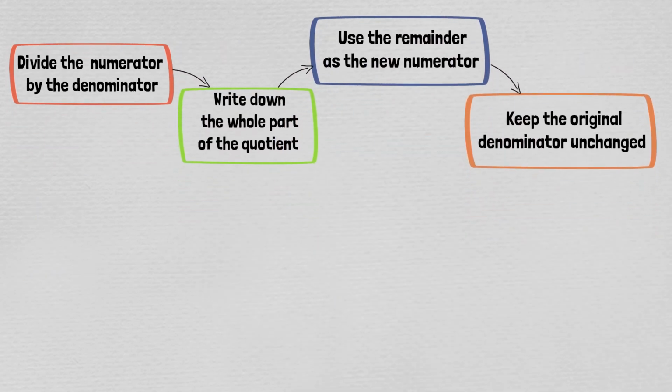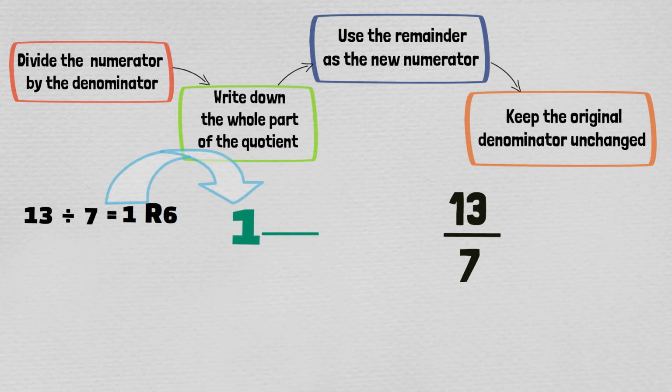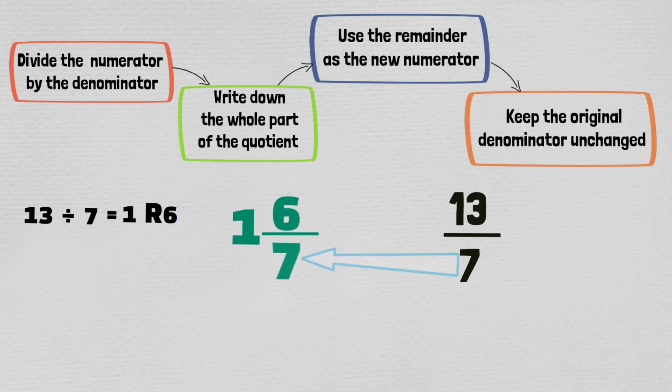Let's look at some examples. 13 over 7. First, we divide the numerator 13 by the denominator 7. 13 divided by 7 equals 1 and a remainder of 6. Second, we write 1 as the whole number part. Third, we use the remainder 6 as the new numerator. Fourth, we keep the old denominator 7 unchanged. The mixed number is 1 6/7.